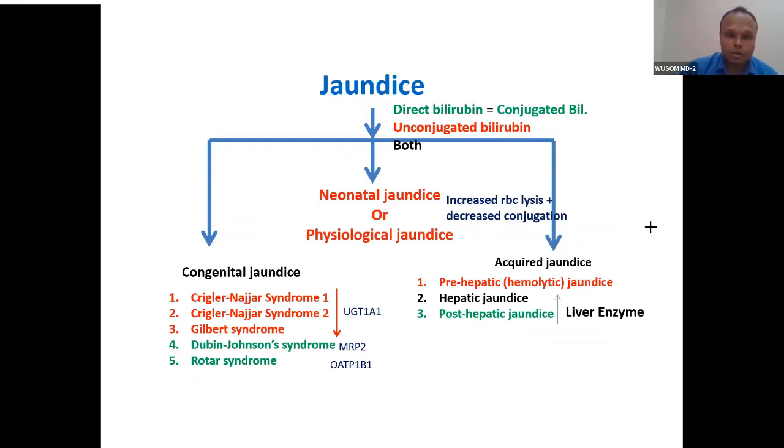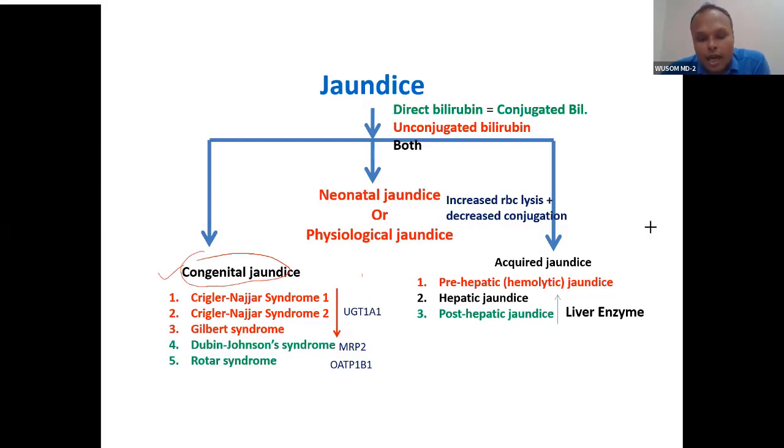Now you can see this jaundice. I have classified jaundice into three categories, which will be more comprehensible. First, this is normal. This is congenital jaundice, where you will see molecular defects. These are acquired jaundice. In hemolytic jaundice, sometimes it can be congenital, but I have grouped it here for convenience. Okay, just understand this.